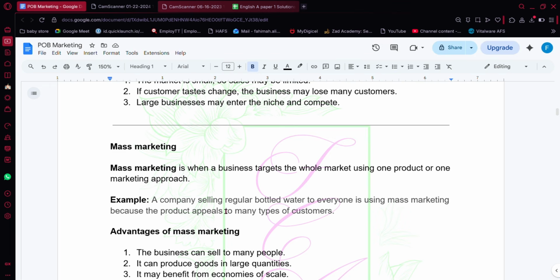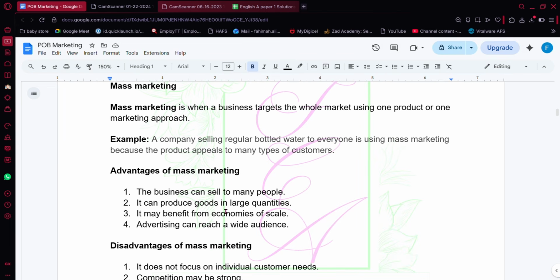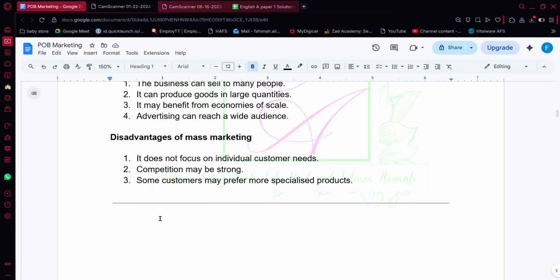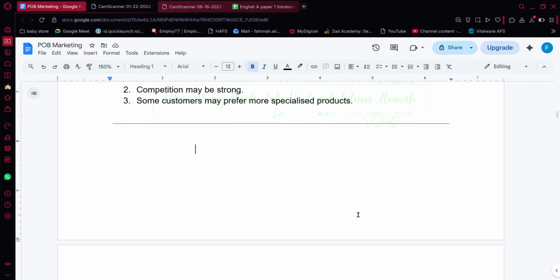Mass marketing is when a business targets the whole market using one product or one marketing approach. Advantages of mass marketing: the business can sell to many people, it can produce goods in large quantities, it might benefit from economies of scale, and advertising can reach a wide audience. Disadvantages of mass marketing: it does not focus on individual customer needs. Competition may be strong. Some customers may prefer more specialized products.